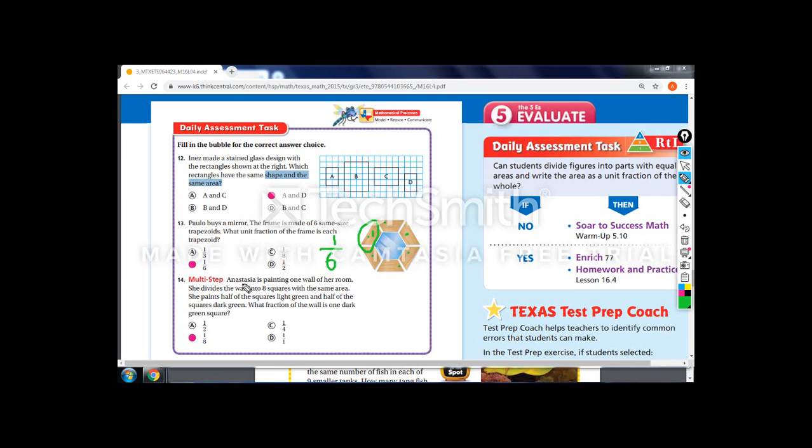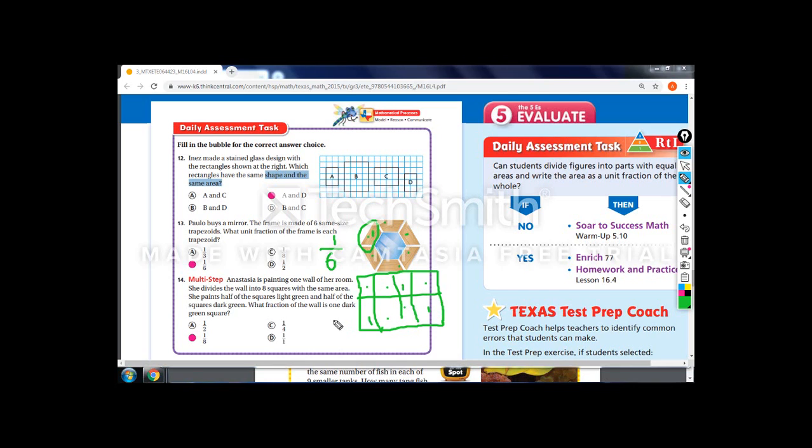Here's a multi-step. Anastasia's painting one wall of her room. She divides the wall into 8 squares with the same area. She paints half of the squares light green and half of the squares dark green. What fraction of the wall is one dark green square? So 1, 2, 3, 4, 5. So first of all, you have how many? You have a total of 8.